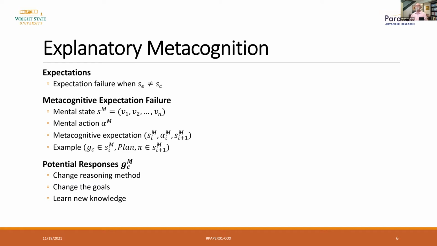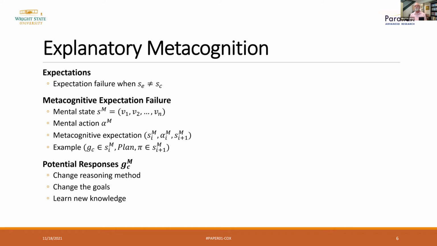We have these mental states, and I'll have them as little s with a superscript m as our mental states. There'll be some kind of vector of variables, and we'll get particular with what's the content of these later on. And then a mental action, alpha, is one of your cognitive processes. You can think of it as that. So a metacognitive expectation then is simply a triple. It's a mental state followed by a mental action and then some resulting mental state.